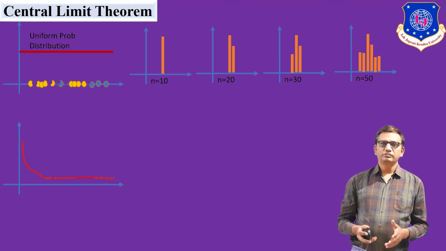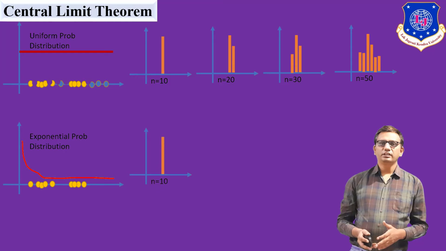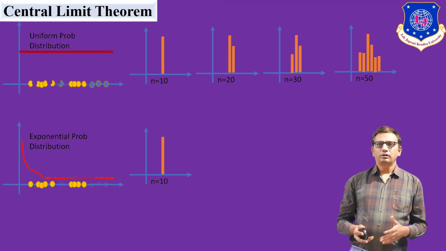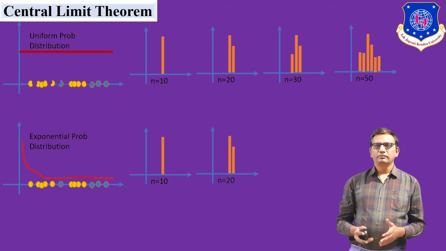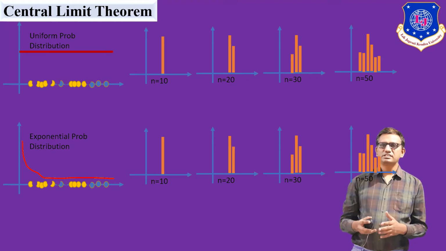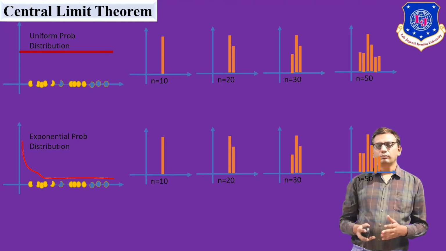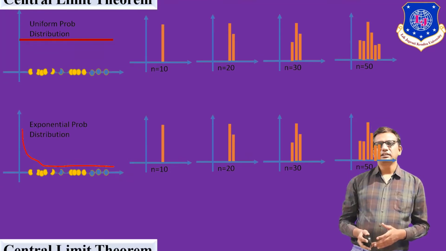Similarly, if this is our arbitrary probability distribution, an exponential probability distribution, and again we take 10 samples, then we have this type of situation. Very simple concept. When we take 20, it is again right side skewed. When we take 30, it is both left side skewed and right side skewed, a normal type distribution. That means when we increase the number of samples, we get the normal type of distribution. That says the central limit theorem.